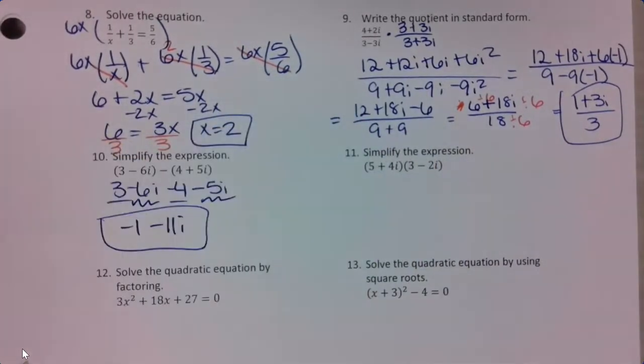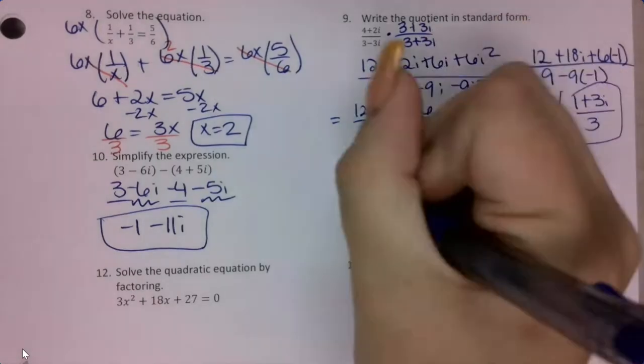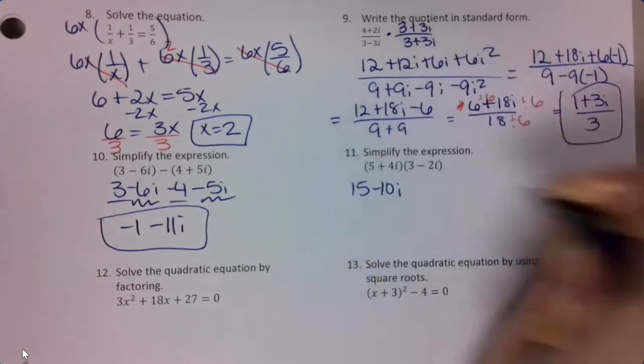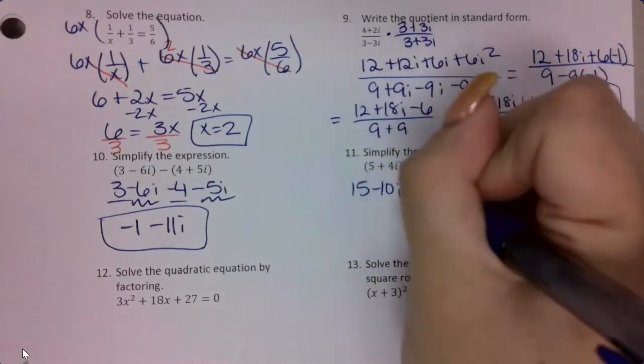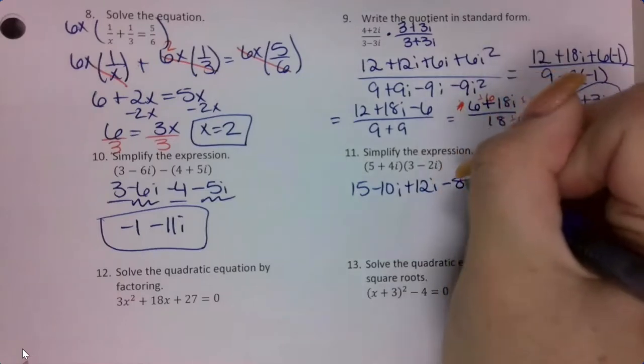That's my final answer. On number 11, there is no sign in between, so this is where I want to multiply. 5 times 3 gets me 15. 5 times negative 2i gets me negative 10i. 4i times 3 gets me 12i. 4i times negative 2i gets me negative 8i squared.